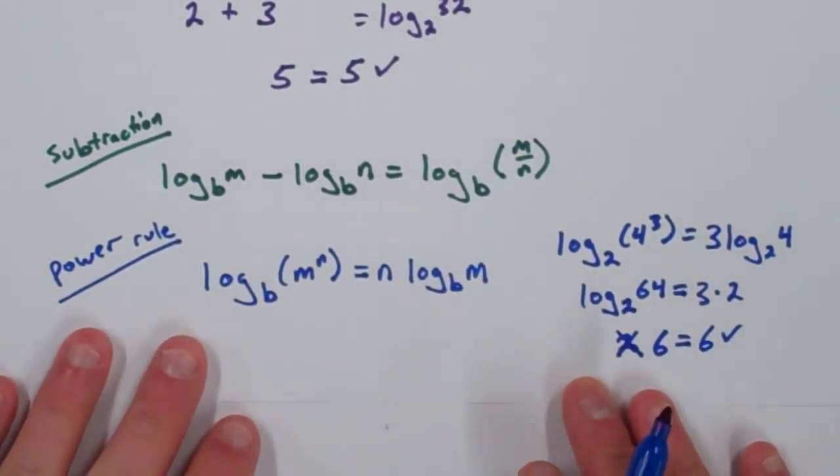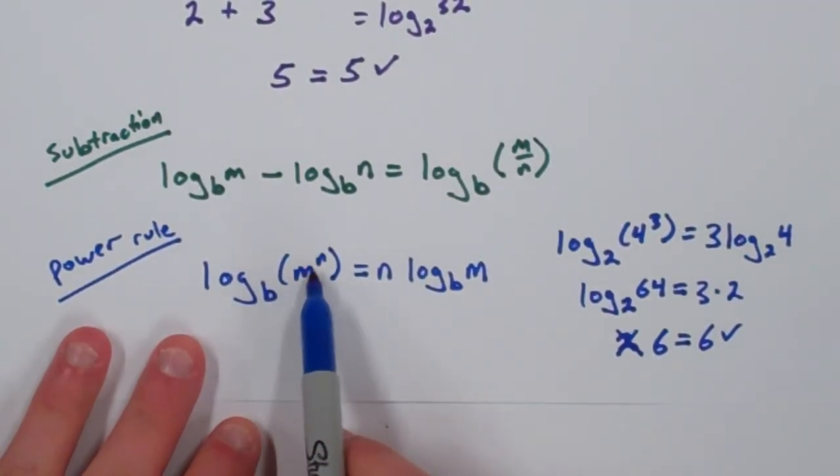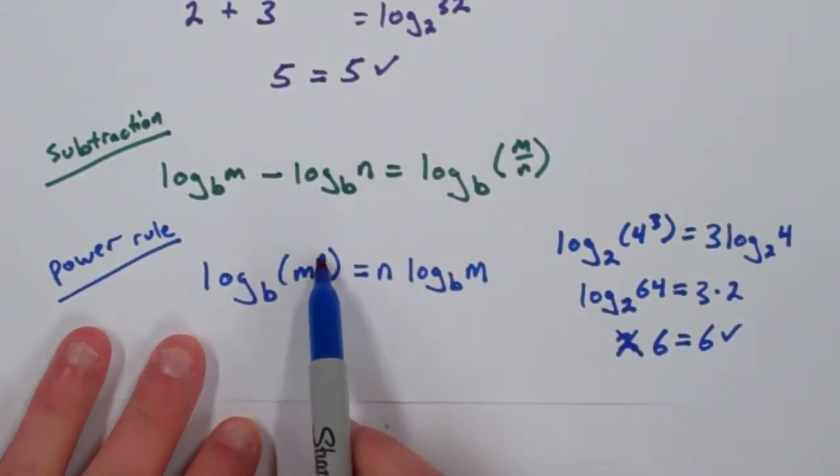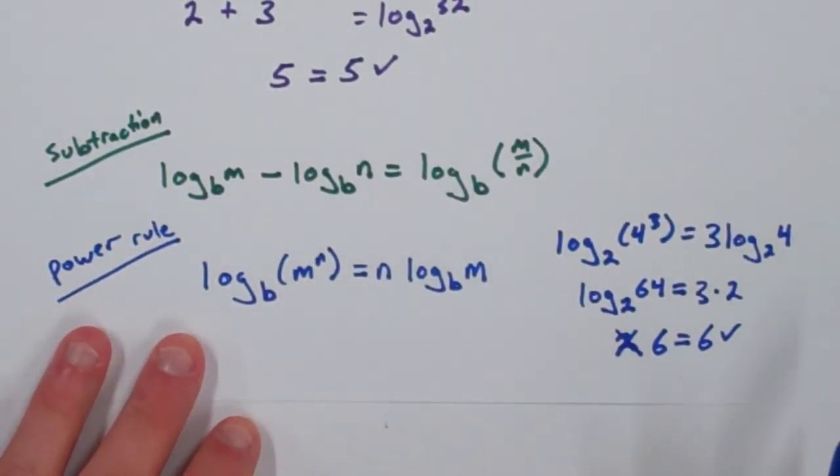The power rule simply states when you have a power of this value in the argument position, then you can take that power and bring it out to the front. And we did show a couple times that that does work.